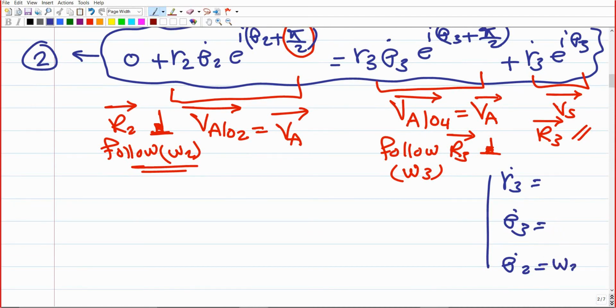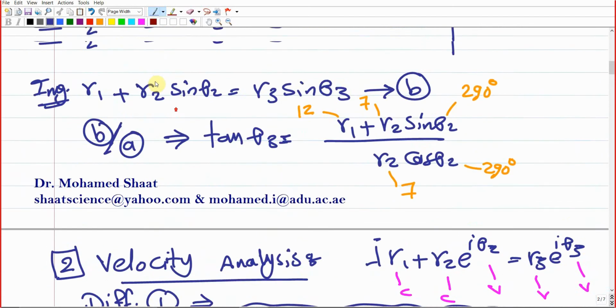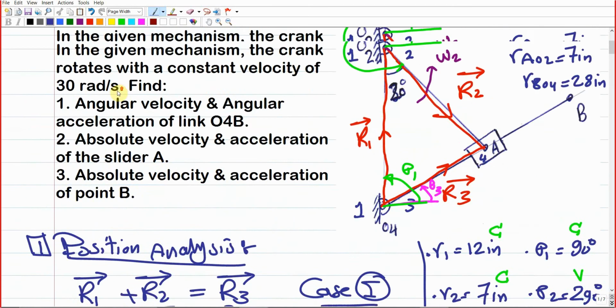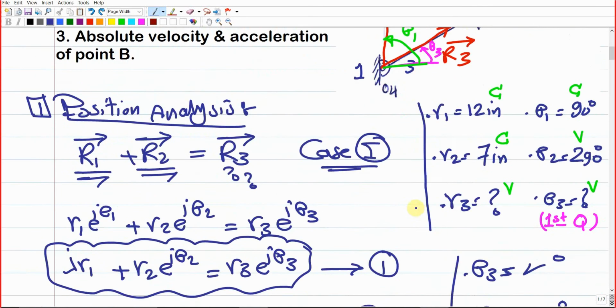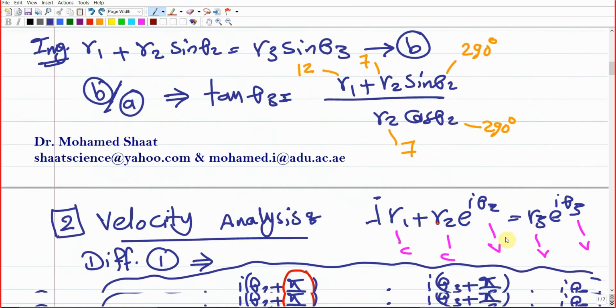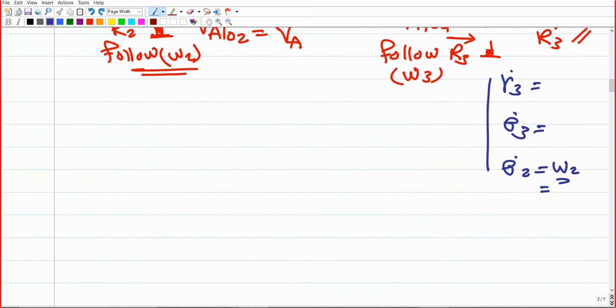This one should be omega 2, which is theta 2 dot, that is already given up there as 30 radian per second. He mentioned that this one was given as 30 radian per second. This is the constant velocity of the crank, and the crank is definitely O2A. So this omega was given as 30 radian per second, and the direction as represented over the drawing here is counterclockwise. We mentioned that in case it is counterclockwise, it should be positive. So it means that it's going to be positive 30 radian per second. This is the omega 2, right?